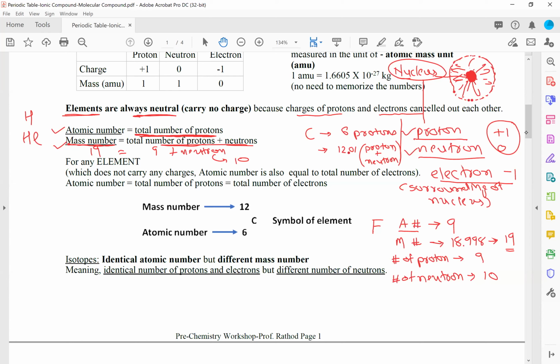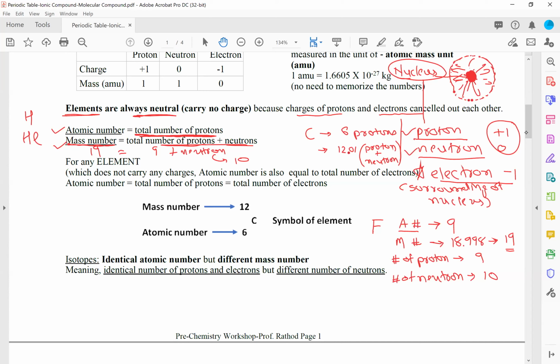Now we already know the number of protons and the number of neutrons. What about the number of electrons then? It is very simple for an element: 9. Excellent, 9 is 9. When we talk about charge, it is different. When we talk about charge, we can say positive and negative. When we talk about the number, we just call it a number: 1, 2, 3, 4, 5, 6. So it's not negative 9, it will be plus 9.